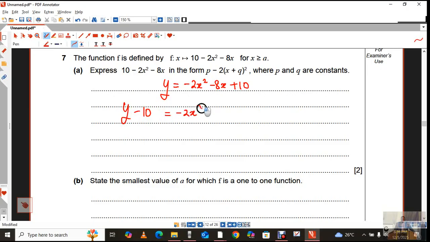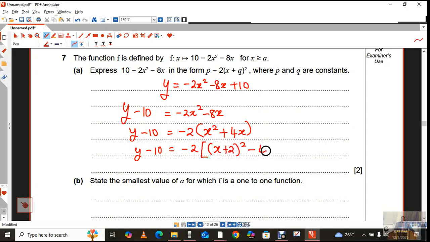Okay. Just follow what I do. I'm going to bring it back later. Don't worry, it's not gone. And I'm going to factor out minus 2. That is going to leave me with x squared plus 4x. Very important that you get that. Then from completing the square, I know that this is going to be x plus 2 all squared, and in here there's going to be a plus 4 which I'm going to take away as well.